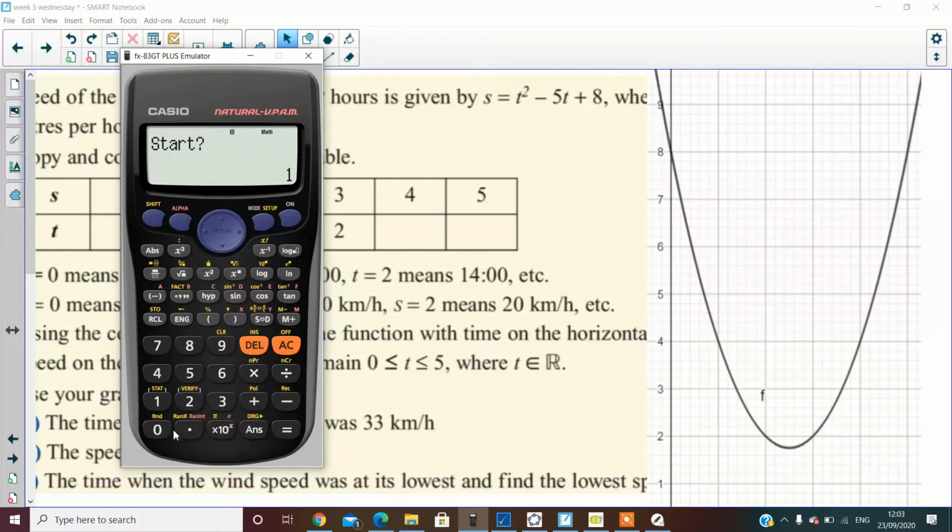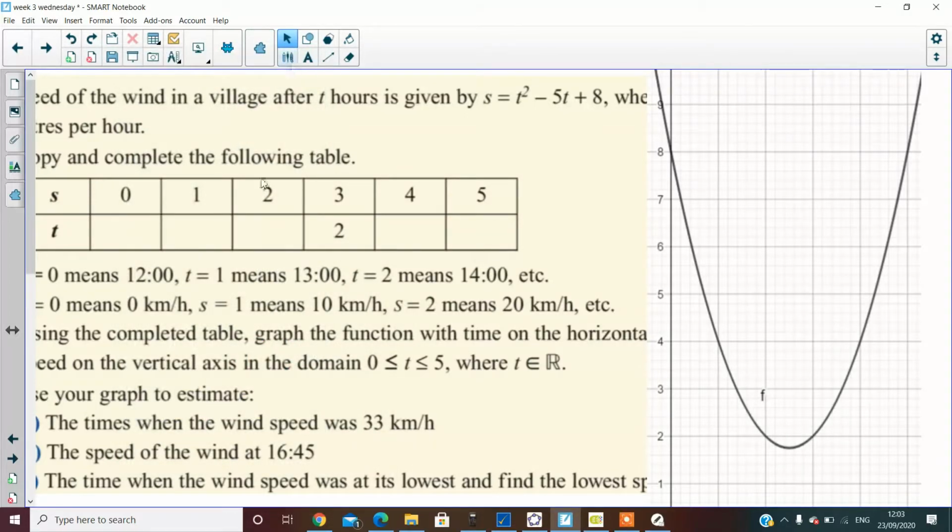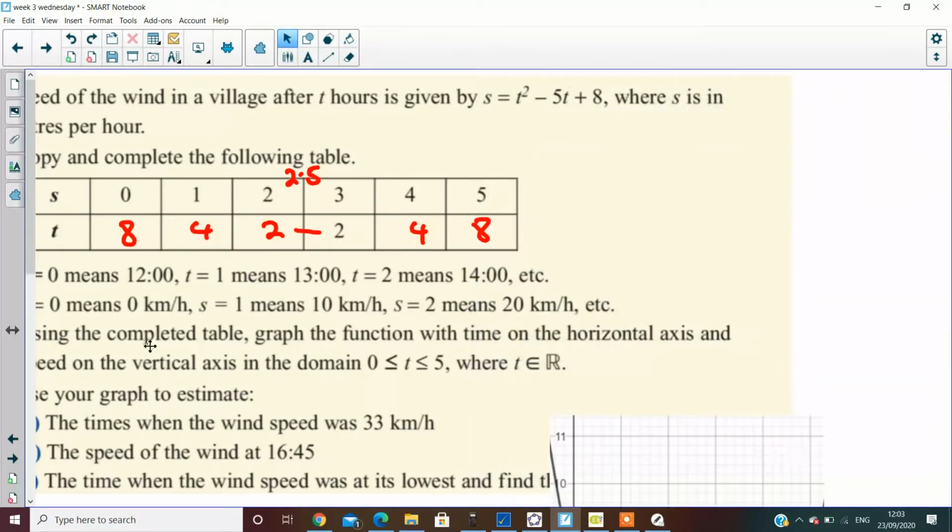No bother. Start at 0, end at 5, and step at 1, and you get 8, 4, 2, 2, 4, 8. So what do I put in these here, guys? 8, 4, 2. Now, see the way the two of them are 2 each? It means the minimum will be at 2.5. Okay, 4, and 5, 8. Now, more than likely it's going to ask me to draw this graph, okay?